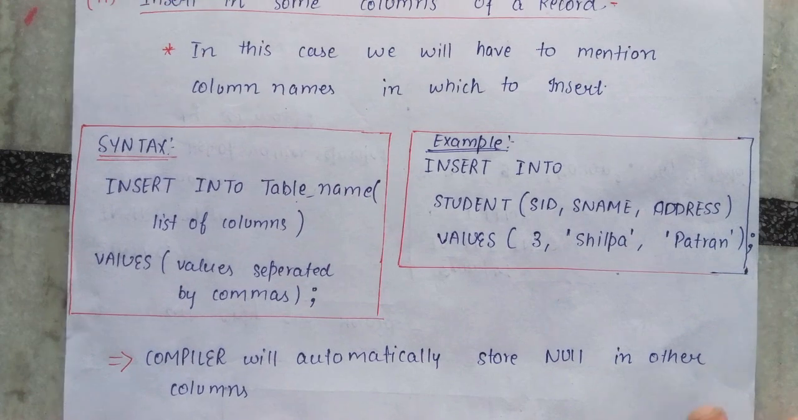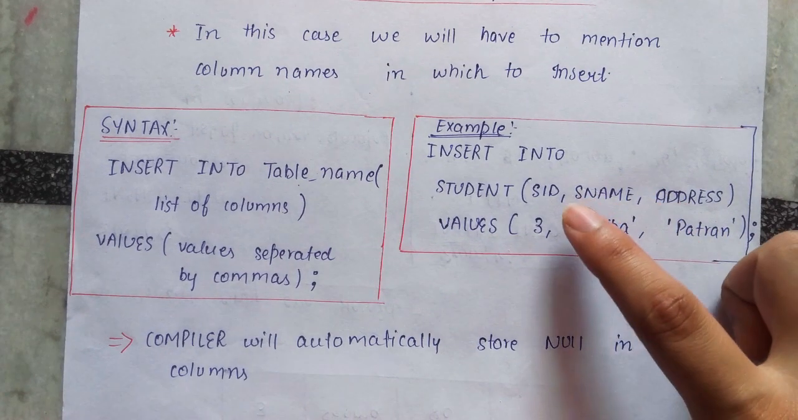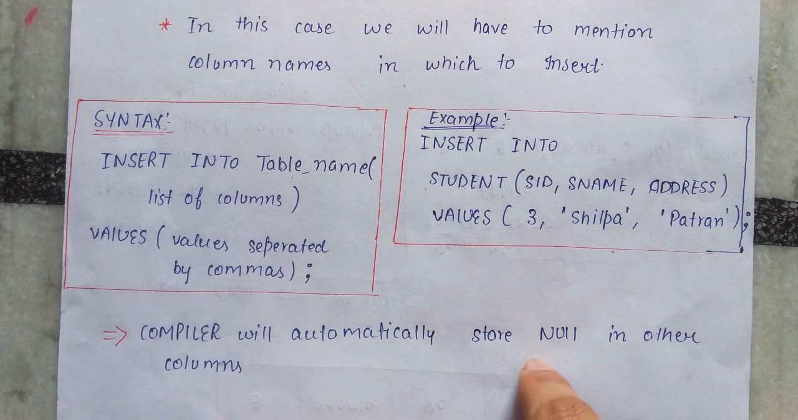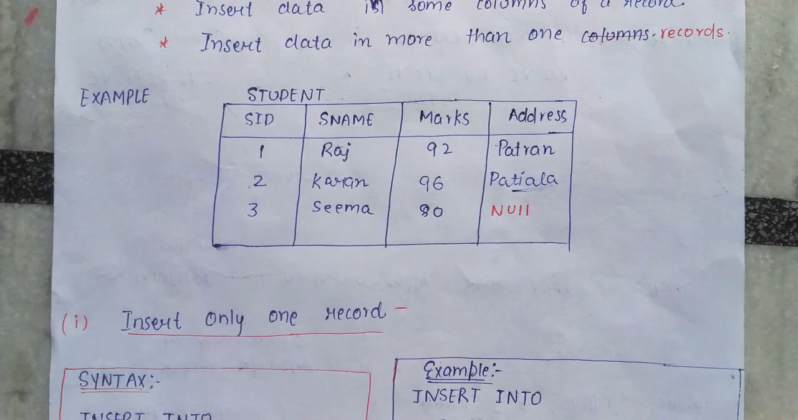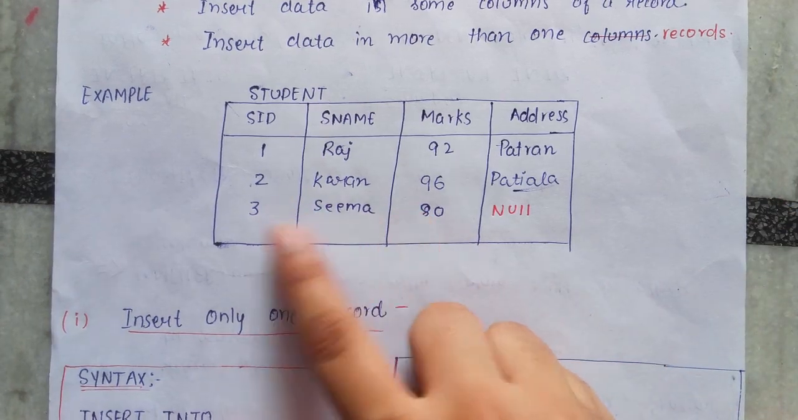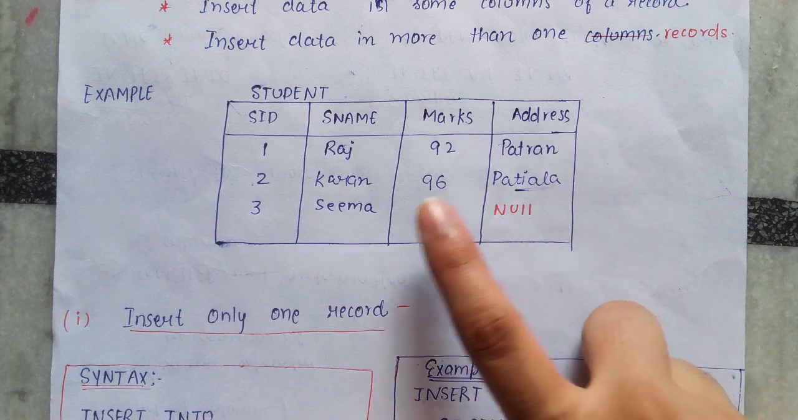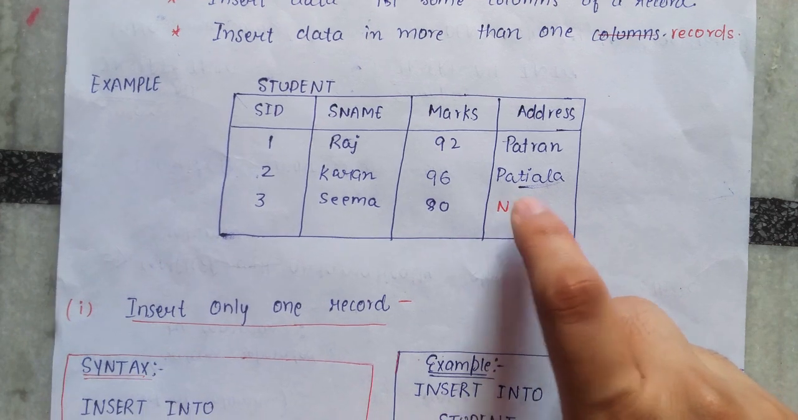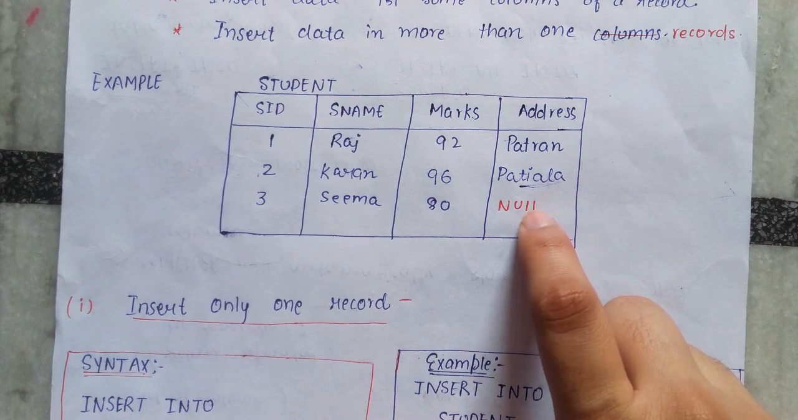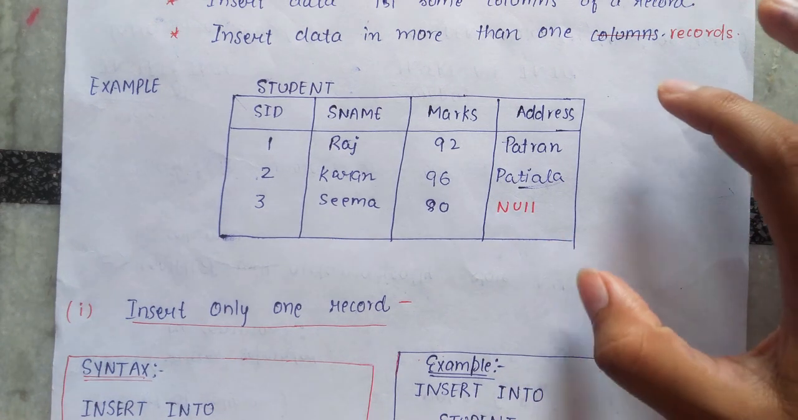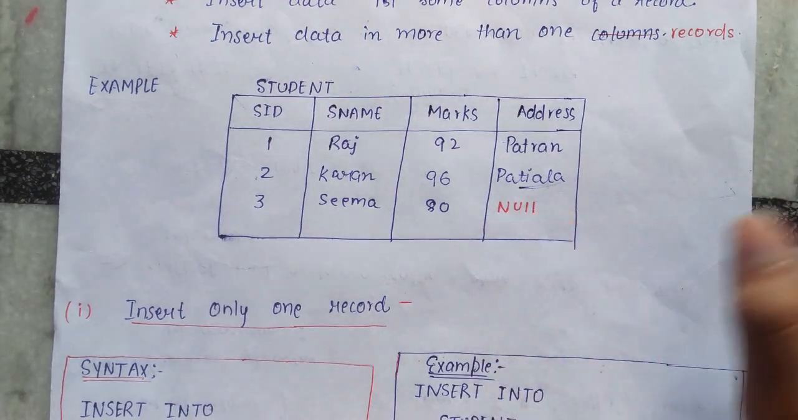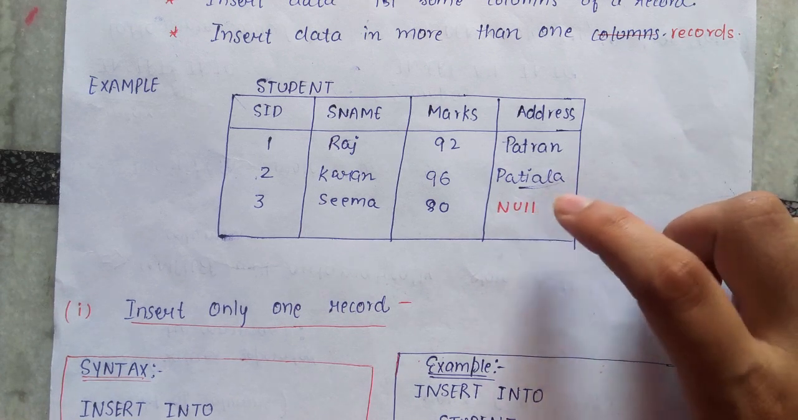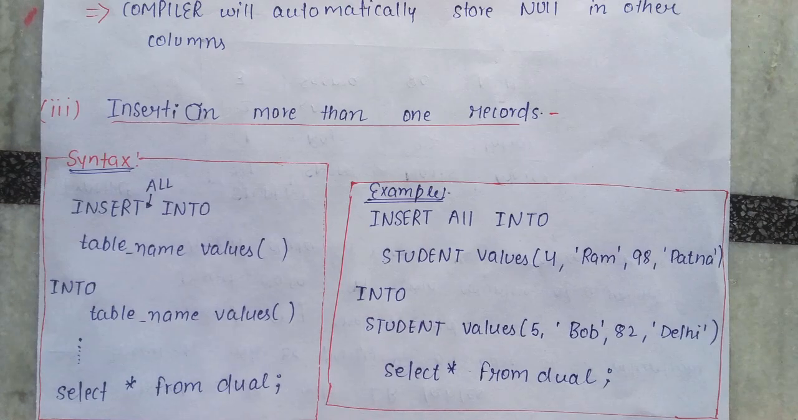Now one more thing: if we store the data in only three columns, what will happen with the fourth column? The compiler will automatically store null in the other columns. For example, in this table we have inserted only these three columns, and we do not know the address of Seema. So after insertion of this record, the compiler will automatically insert null over here. Null represents nothing. It is the same with all other columns whose value we do not specify: they are marked with null. The compiler will automatically insert the value null in those columns. So this was the second case.